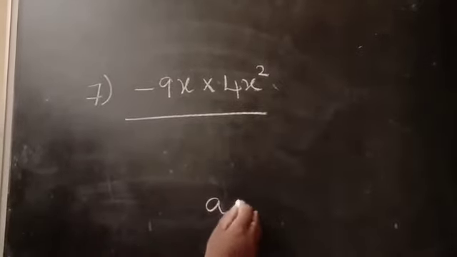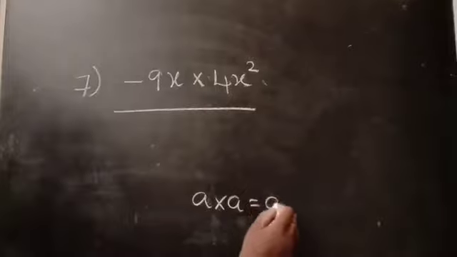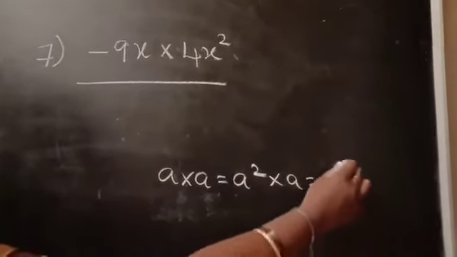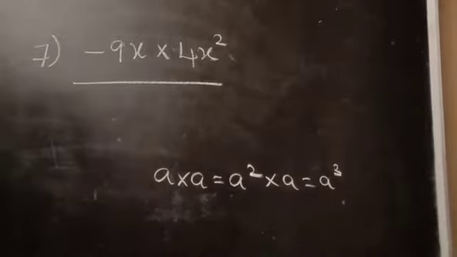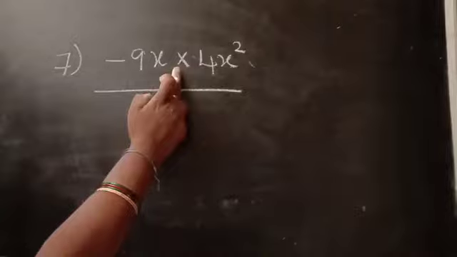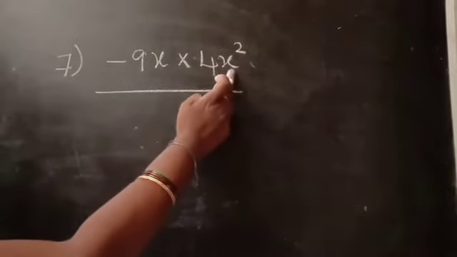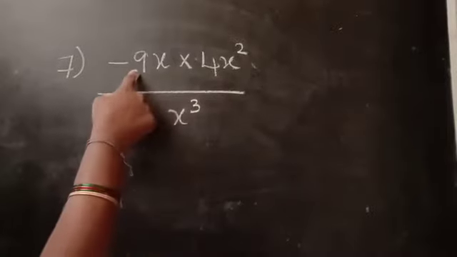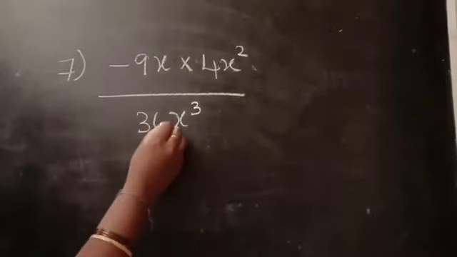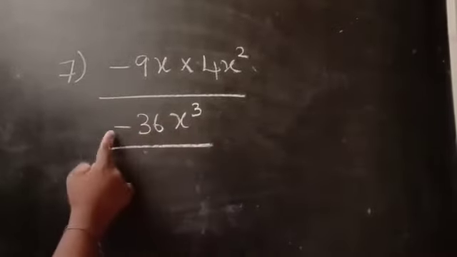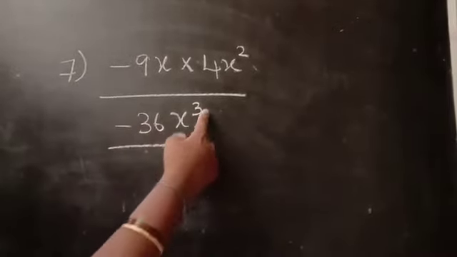Next, multiplication with variables. Suppose now a into a is a square. A square into a is a cube. Same like this way, we are going to multiply minus 9x into 4x square. So x square into x is x power 3. 4 into 9 is 36. Plus into minus is minus. So our answer is minus 36x cube.